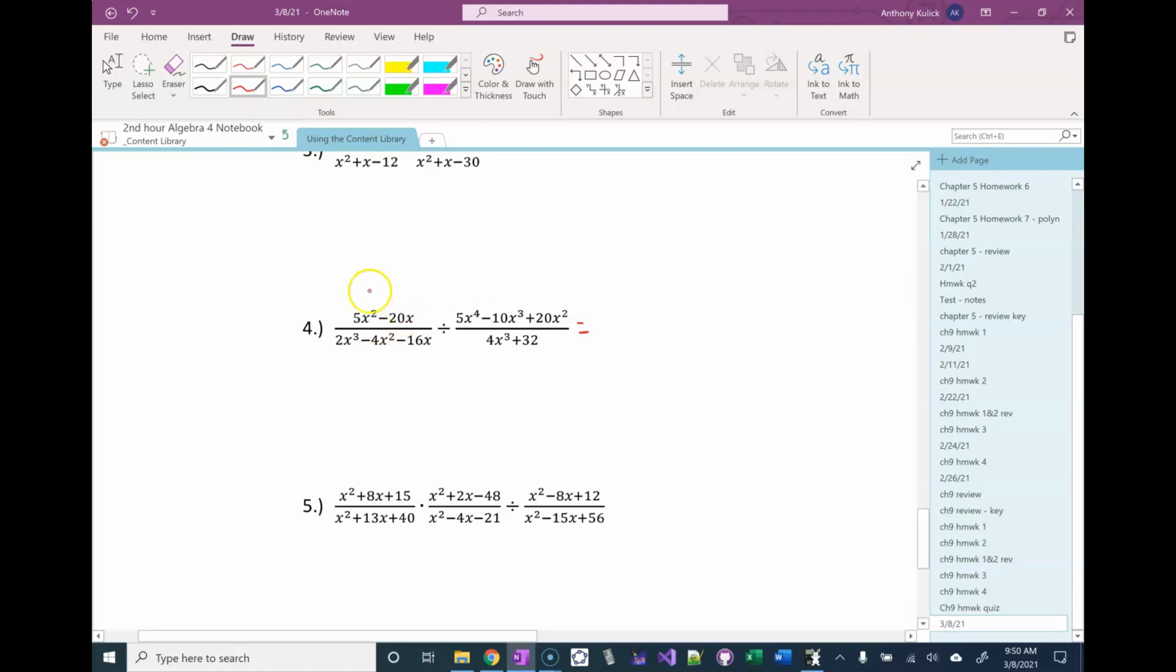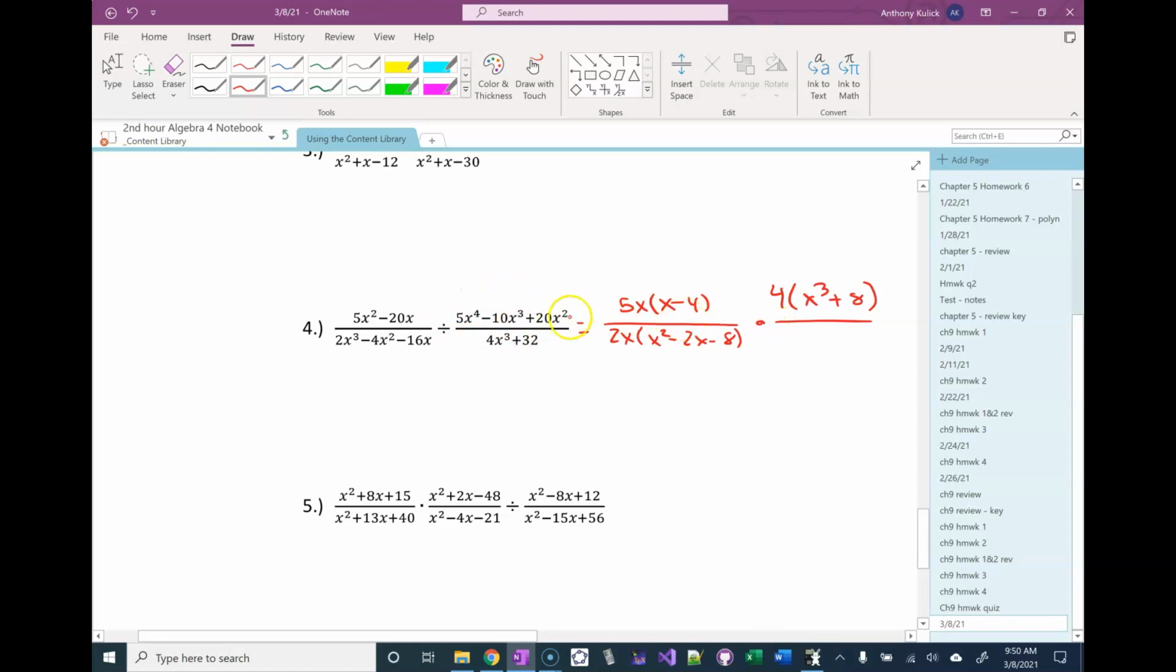Now the denominator in the right fraction, since I'm turning this into a multiplication problem, is going to become the numerator. So there I see a greatest common factor of 4. And the numerator of that fraction on the right becomes the denominator. And I see there I can take out a greatest common factor of 5x squared. So far, so good.